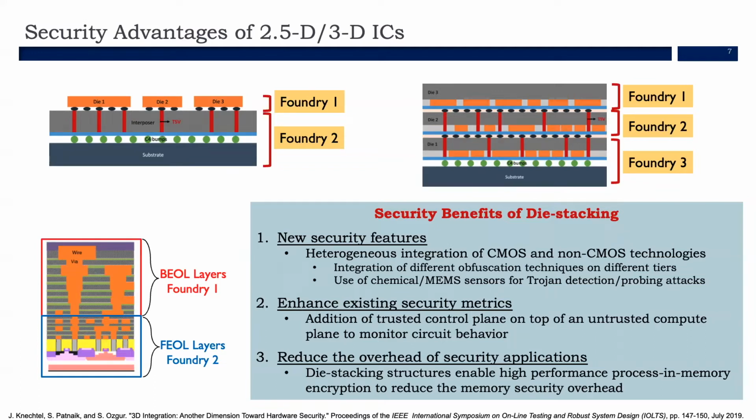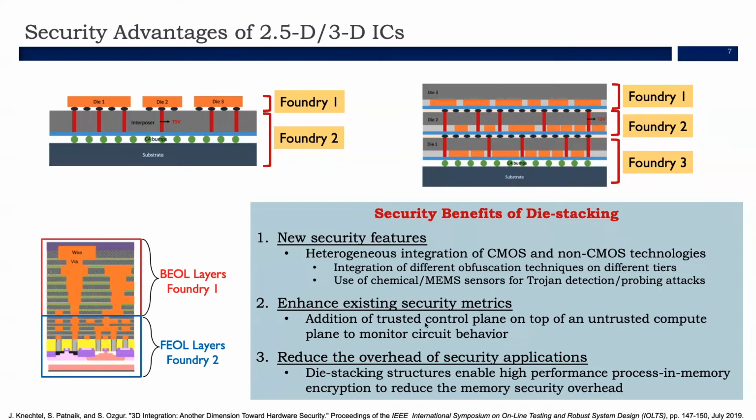In addition to split manufacturing, the 3D IC also offers new security features. That means it offers the heterogeneous integration of CMOS and non-CMOS based technology. For example, chemical or MEM sensors, which are non-CMOS, can be used for the detection of Trojans or to prevent probing attacks.